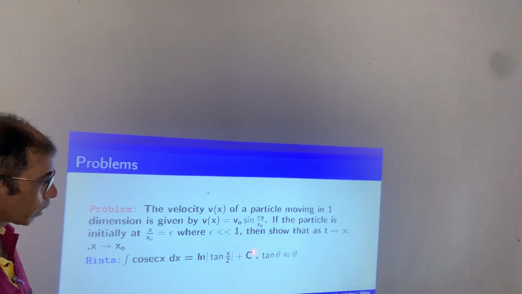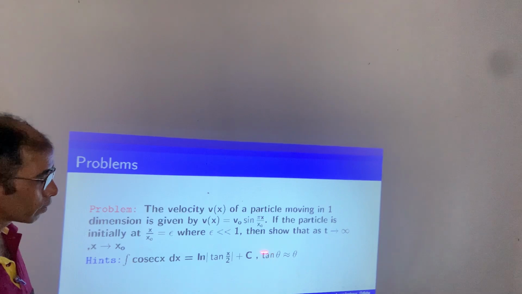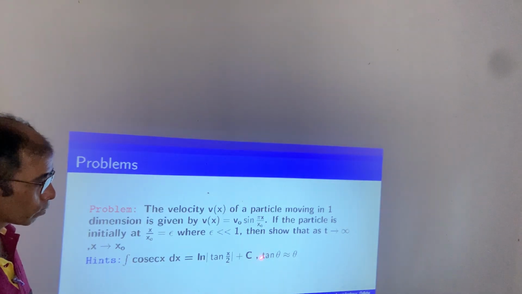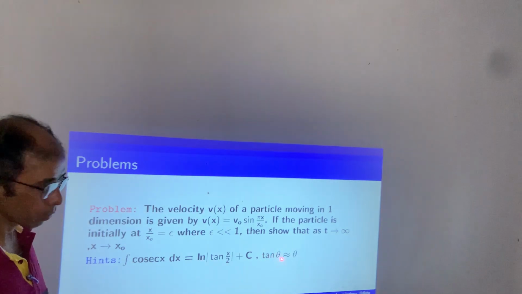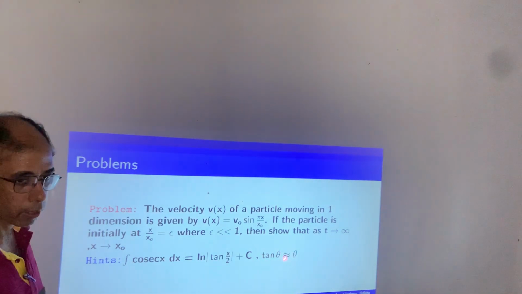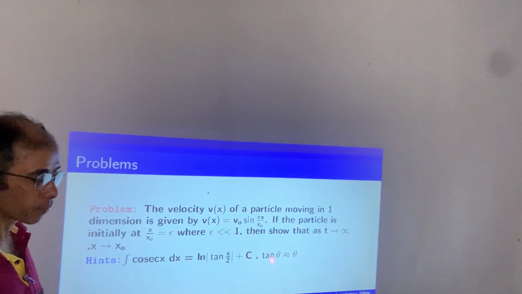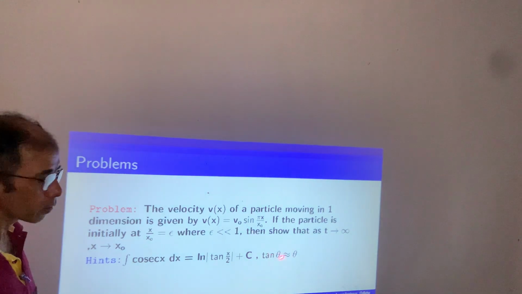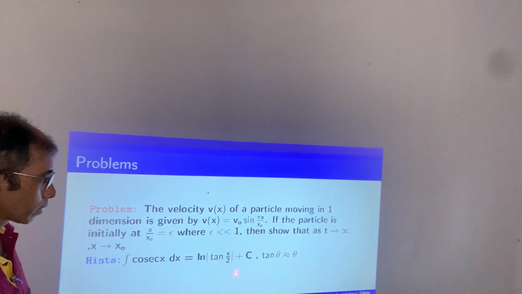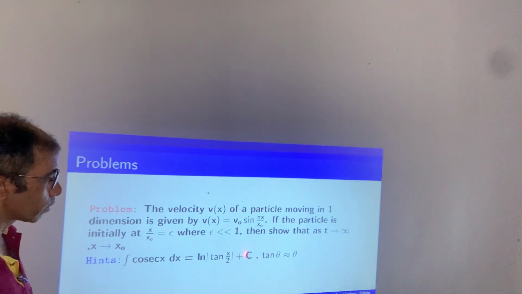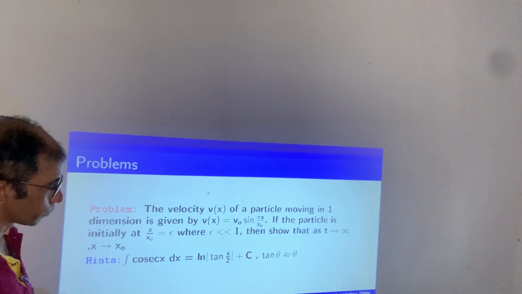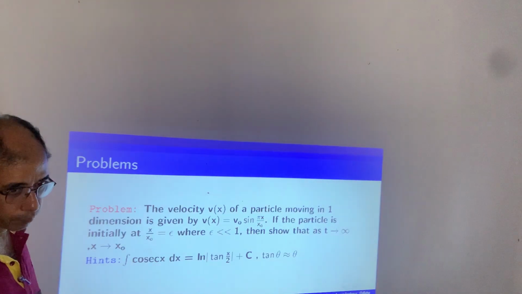Okay, find c, and then you will see you can use this relation. If theta is very small, then tan theta is approximately equal to theta. Somewhere you have to use this. And once you have used it, you will find the relation between x and tan.